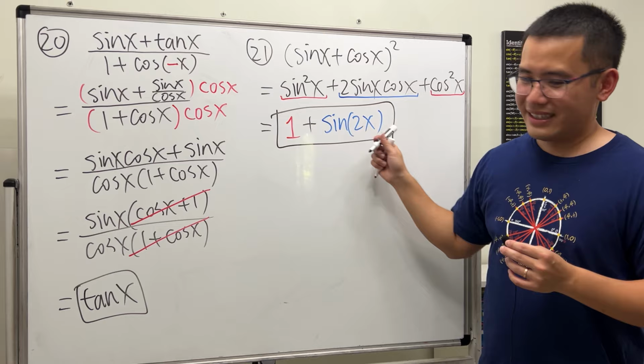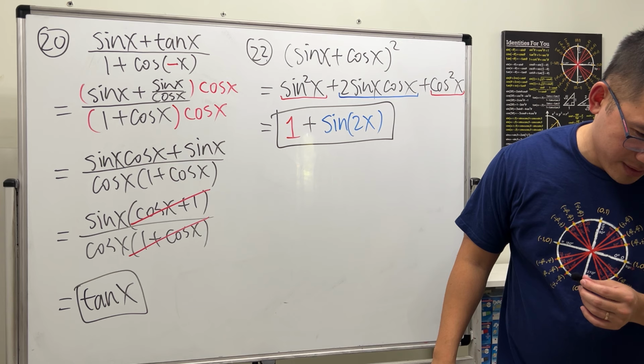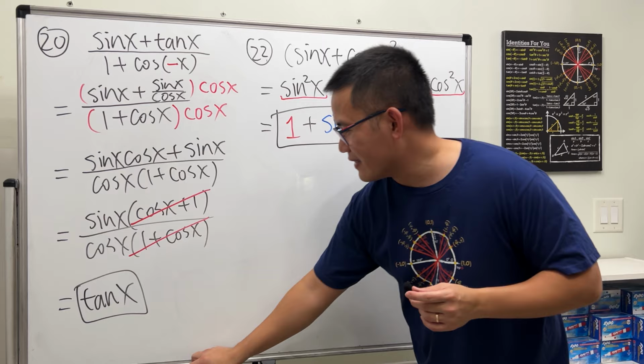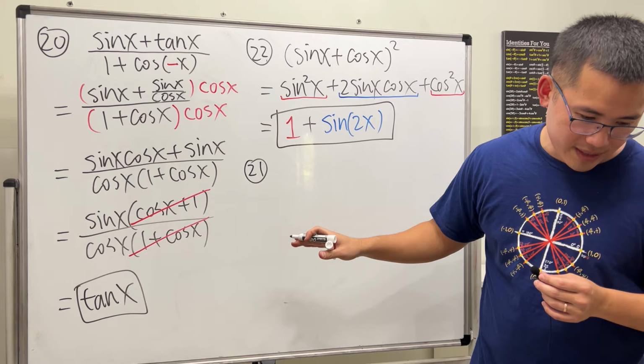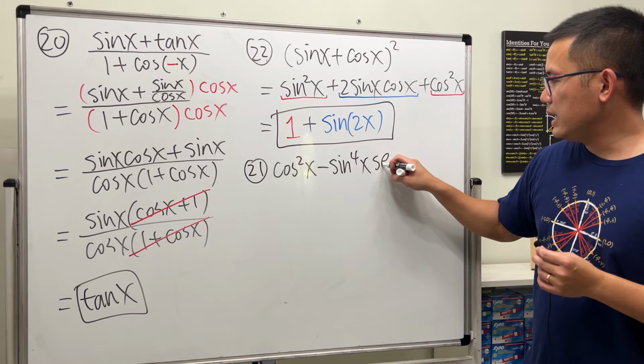Oh, this is number 22. I skipped one question. All right, let's put on number 23 here. No, let's put on number 21 here. Sorry, this is 22 and this is 21. 21 is cosine squared x minus sine to the fourth power x, and then secant squared x, right? 21.